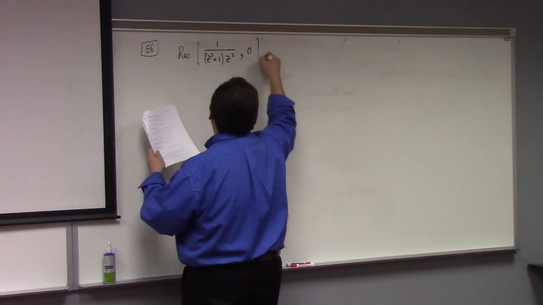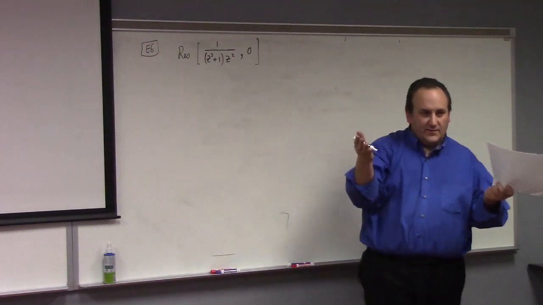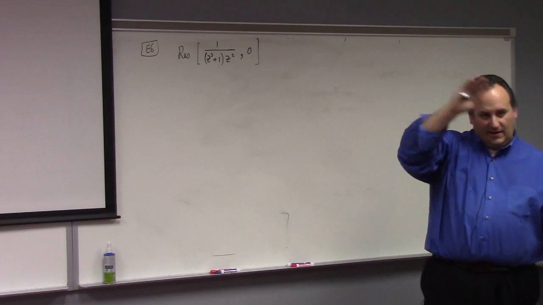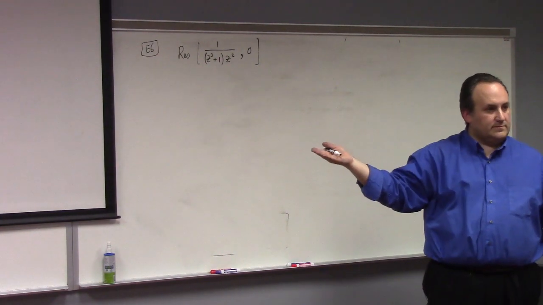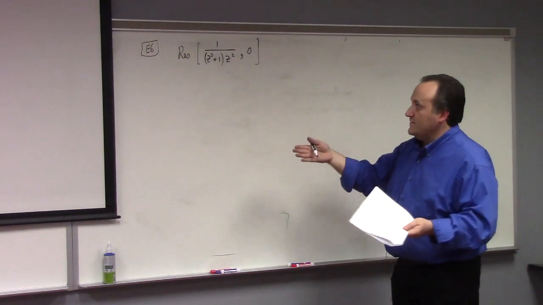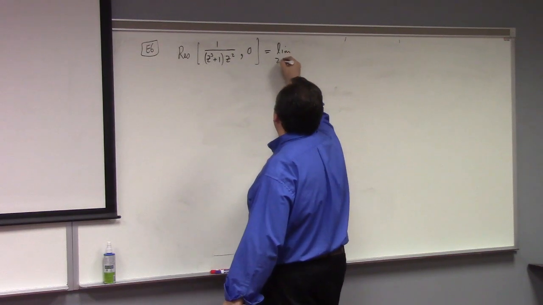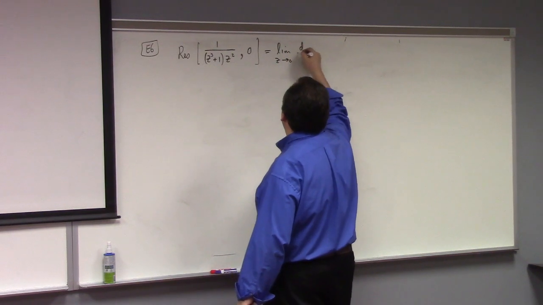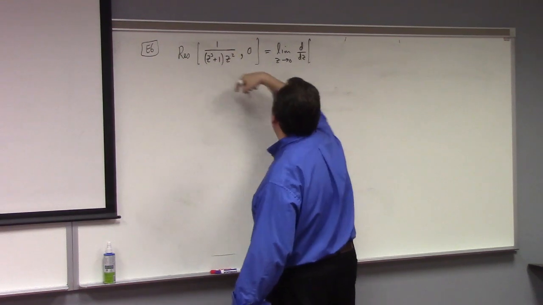Okay, so here's the story, guys. If you have something which is well behaved at 0, and that's just divided by z squared, that's a double pole. That's a double pole at 0. So rule 2 applies here. And rule 2 says I do what? I do the limit as z goes to 0 of d dz of what? Z squared times this, right?